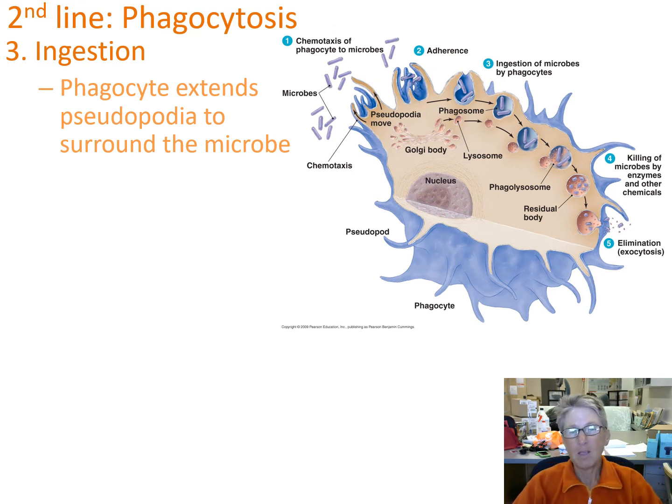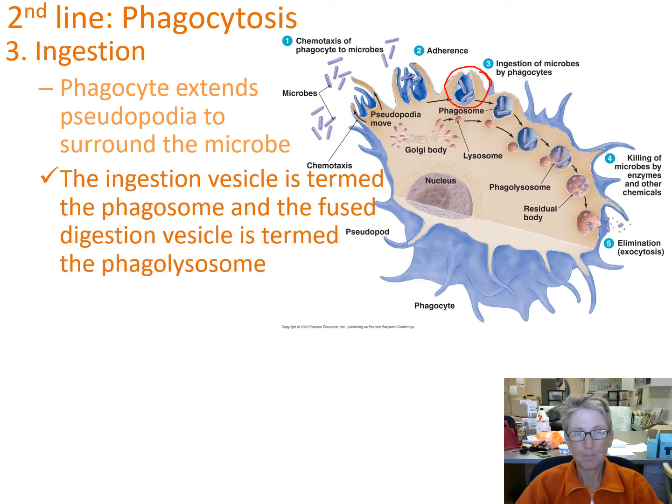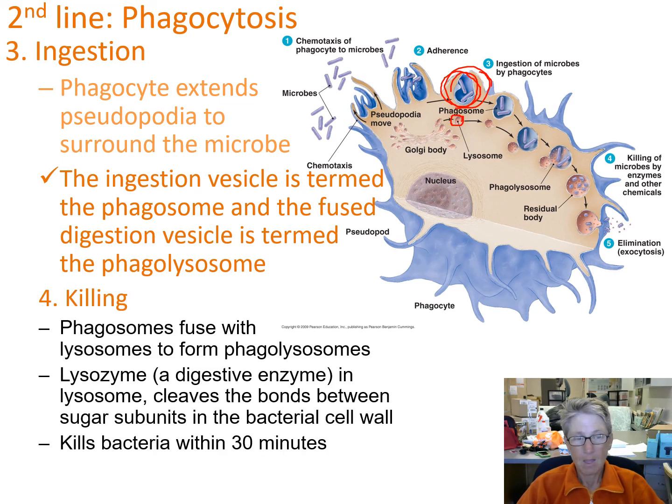Okay, then ingestion occurs. That's when the macrophage, or the phagocyte in general, endocytoses the bacteria. And then this phagosome, or ingestion vesicle, is fused to the digestion vesicle called the lysosome, and together that is the phagolysosome. And then you kill the microbes.